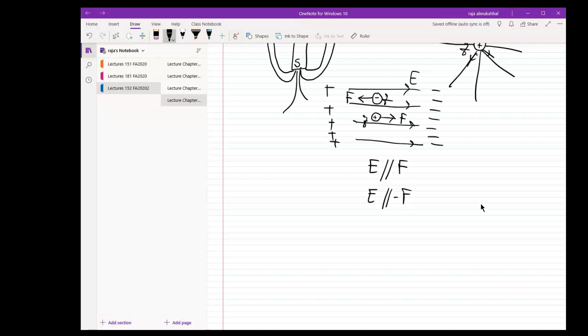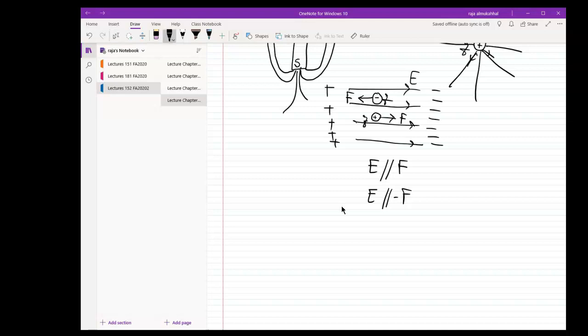But for now, just understand that the electric field and the force are always either parallel or anti-parallel to each other on the charge. But in the magnetic field scenario, the magnetic force acts in a perpendicular direction to the magnetic field. Okay, more on it later.